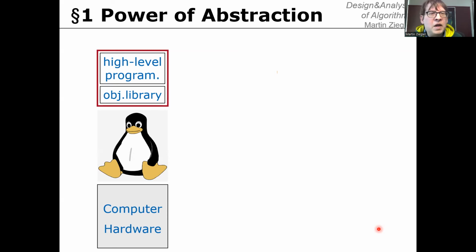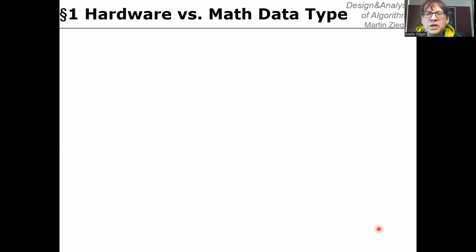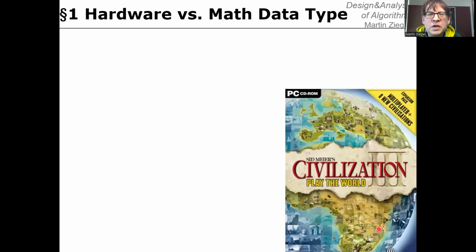So that concludes the power of abstraction, but let me also emphasize the caveat, namely sometimes there's an error arising from confusing hardware with mathematical data types. Mathematical data types being the abstract ones, and hardware data types, for example, bytes, are the ones coming from lower levels of the abstraction hierarchy. And again, there's an anecdote about that, namely the computer game Civilization, which I myself played in my youth.